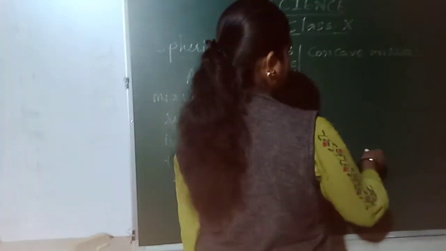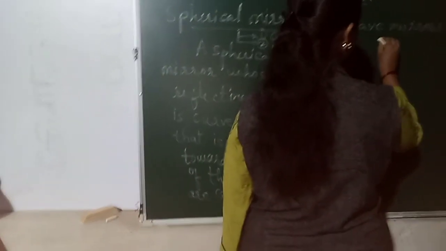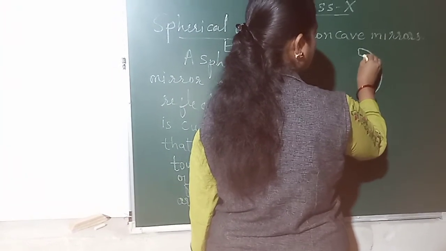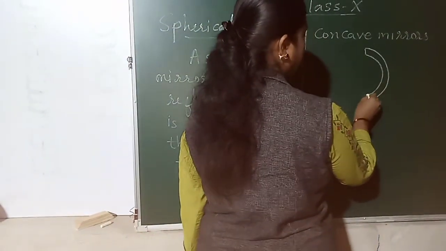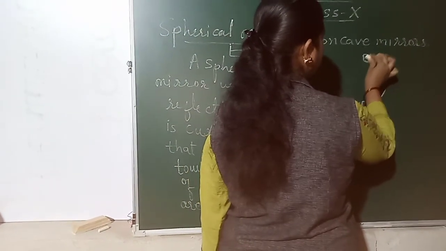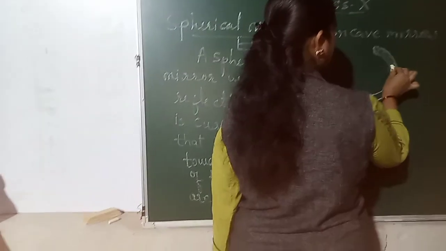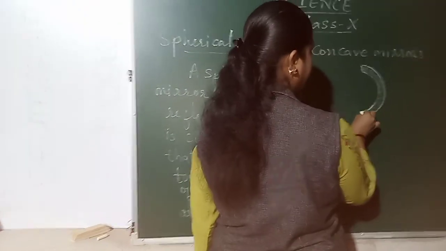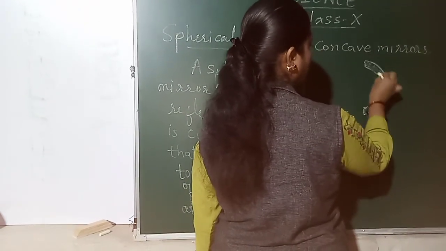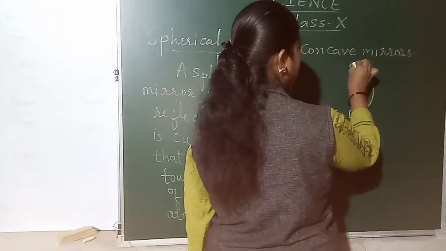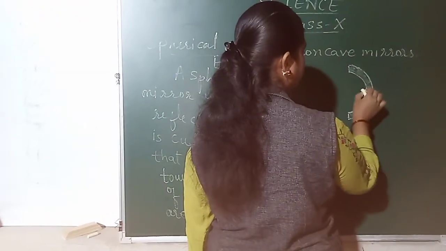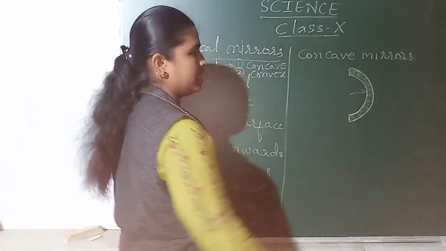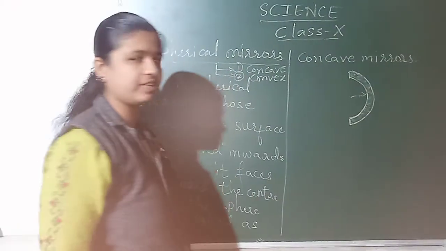Now observe the figure here, children. This is a concave mirror. This portion is shaded, which means the shaded portion is non-reflecting. Here the image is formed in this portion, and this is the non-reflecting surface.